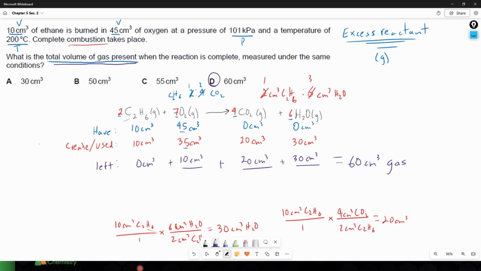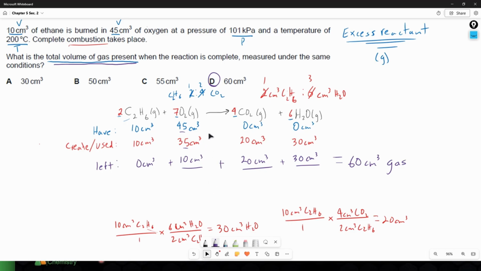Had you converted every single one of these volumes to moles using PV equals nRT, and then added all of those moles up, and then converted back to cubic centimeters, and having to do the conversions from cubic meters to cubic centimeters, it would have taken a much longer time to get this answer. Obviously, this took me more than 2 minutes because I'm explaining every single step. But this should be something that you should be able to easily do in your head in moles.